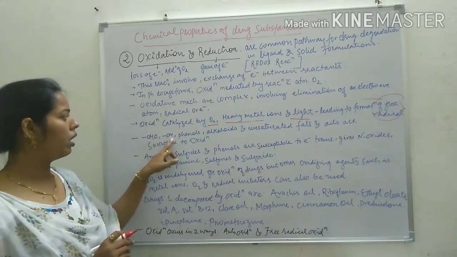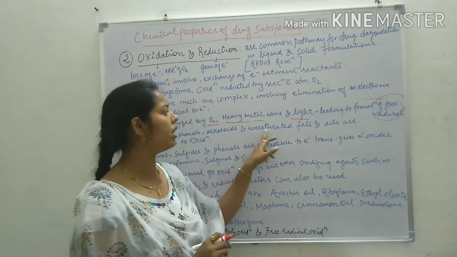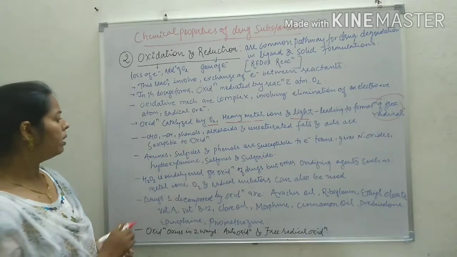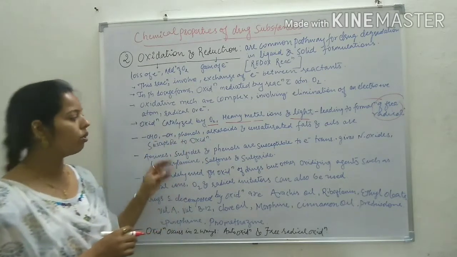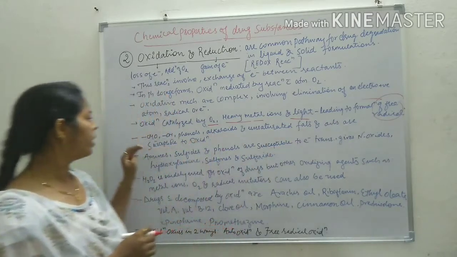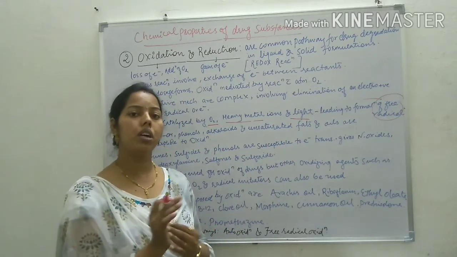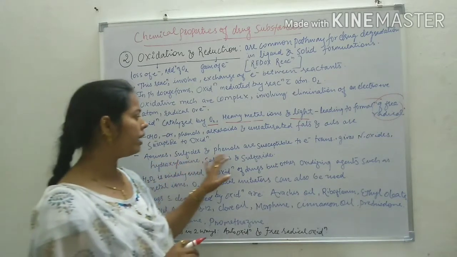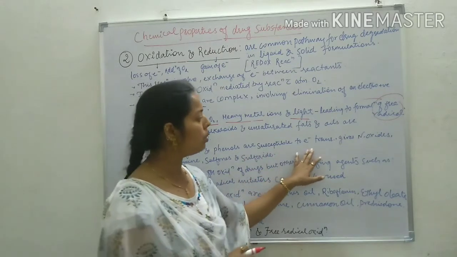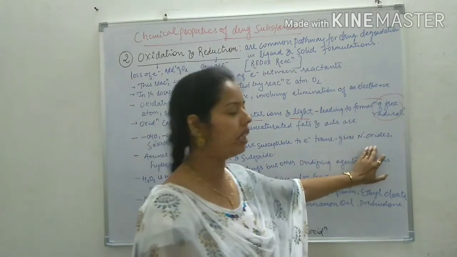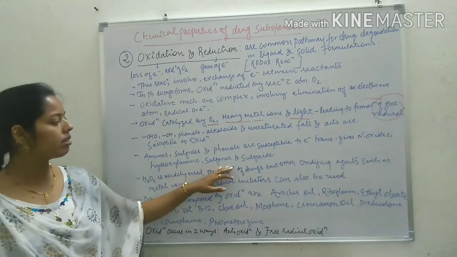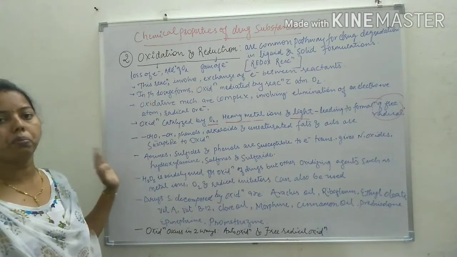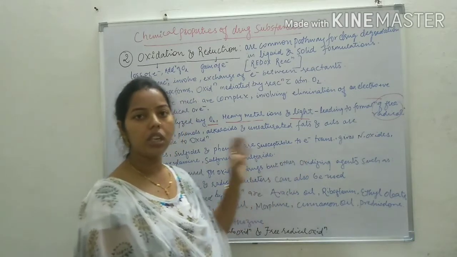Then aldehydes, alcohols, phenols, alkaloids and unsaturated fats and oils are susceptible to oxidation. It means these are the substances or products which are more susceptible as compared to others to the oxidation process. After that, amines, sulfides and phenols are susceptible to electron transfer and they give N-oxides, hydroxylamines, sulfones and sulfoxides. So these are the reactions or products which could be involved in oxidation reduction.